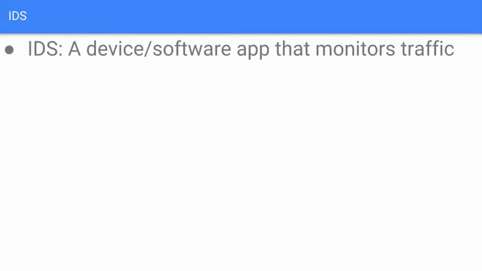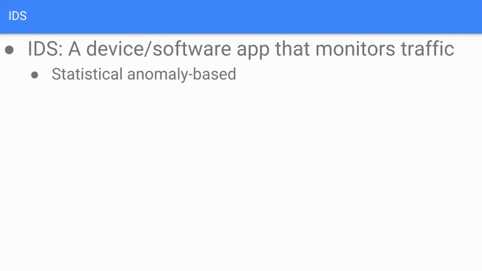So what is an IDS? You can think of it as a device or software app that monitors traffic. You can think of the firewall as blocking or allowing certain traffic on certain ports, like allowing port 80 and allowing 443 for HTTPS traffic. But the IDS you can think of as the intelligent monitor of that traffic. So the firewall and the IDS work together.